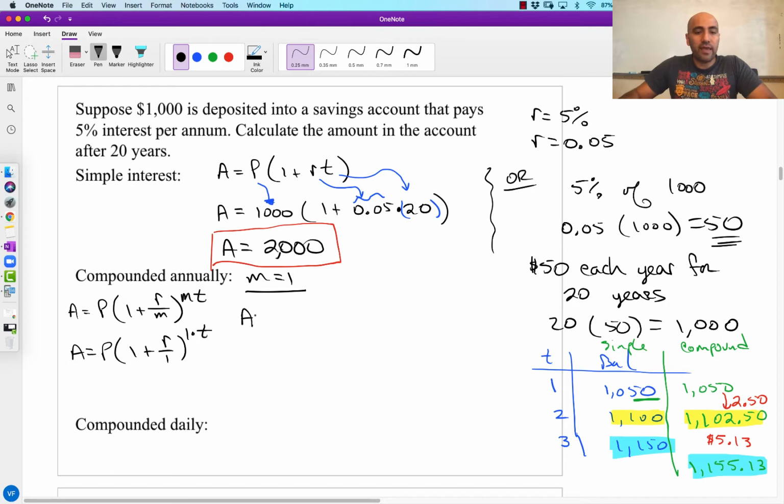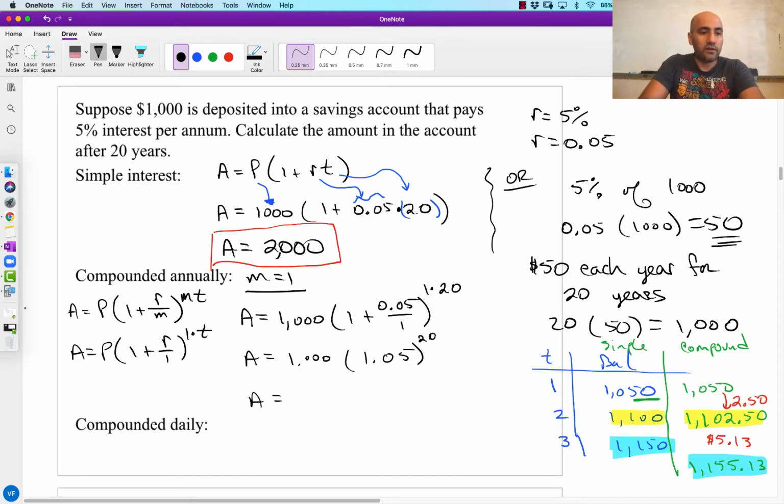So for us, we have A equals 1,000, that's the initial amount invested, times 1 plus R, which was 0.05 over 1, raised to the power of 1 times 20 years. Okay, so now we could just simplify this a little bit. A equals 1,000 times, 1 plus 0.05 is just going to be 1.05, to the power of, and then 1 times 20 is just 20. So we just have to figure out what this is. So A equals this amount.